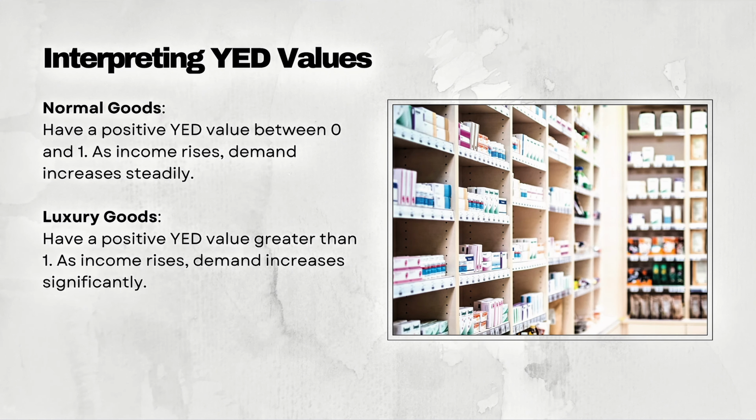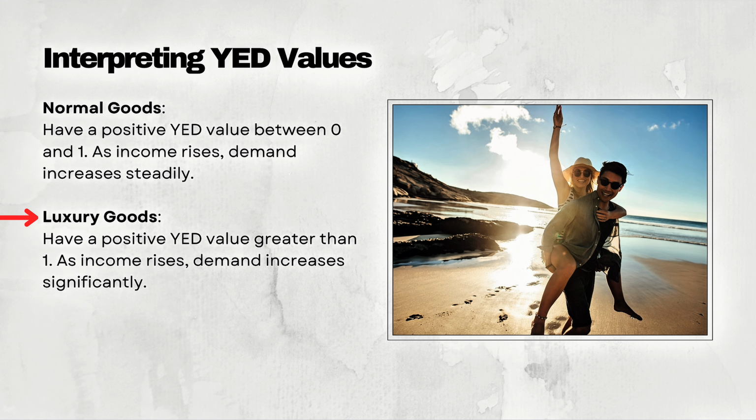milk. Next are luxury goods, and these have a positive YED value of greater than 1. So as income increases, demand for these particular products rise significantly. There's a reason why it's called luxury goods, as some examples of these will be high-end sports cars, jewelry, designer clothes, business to first-class international travel, yachts, and 5-star hotels.